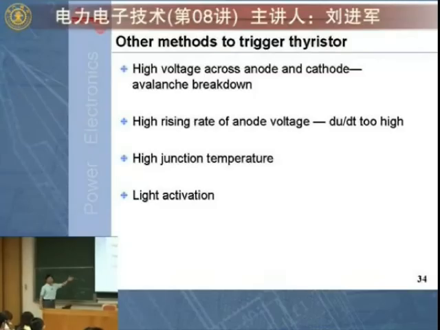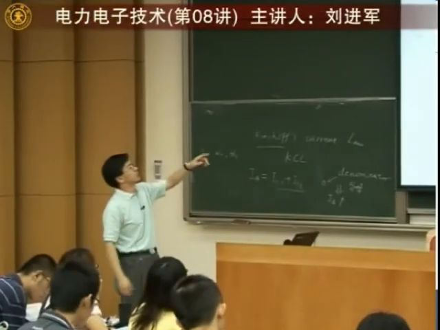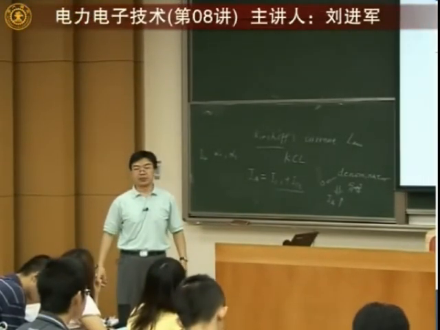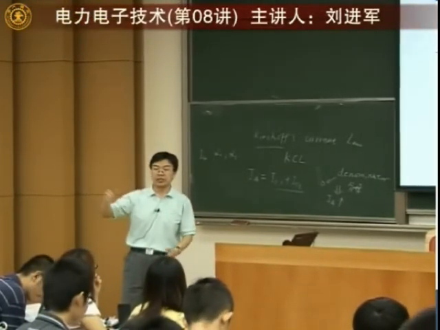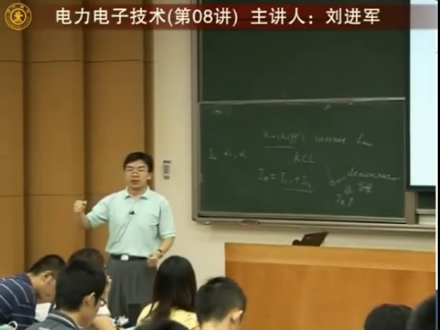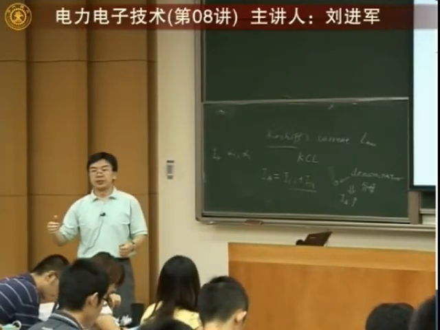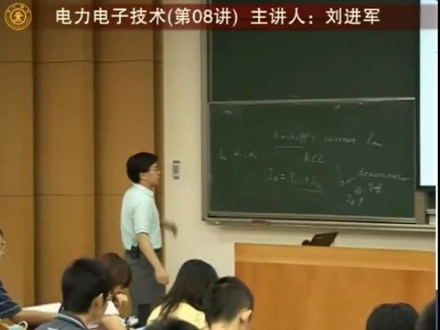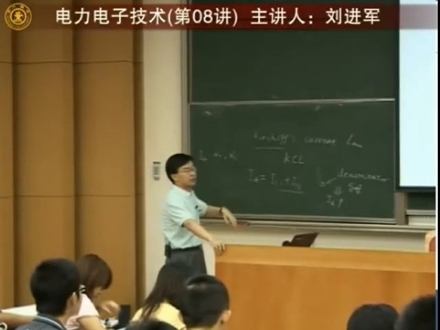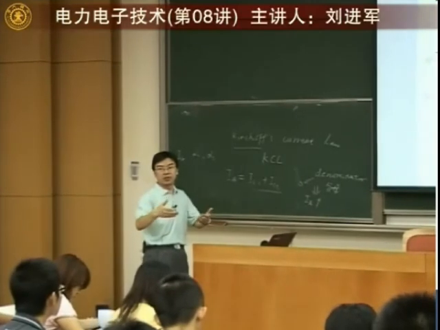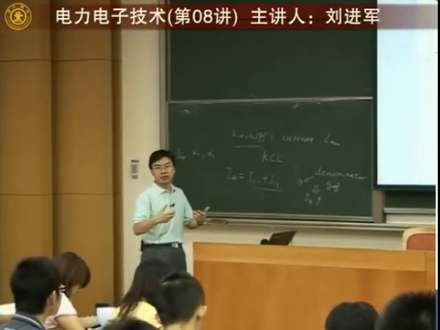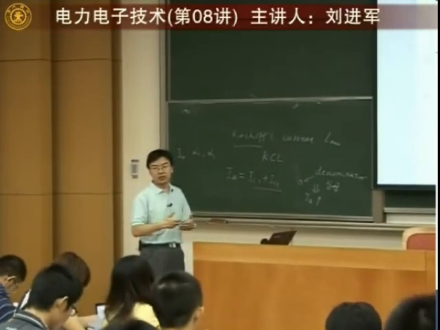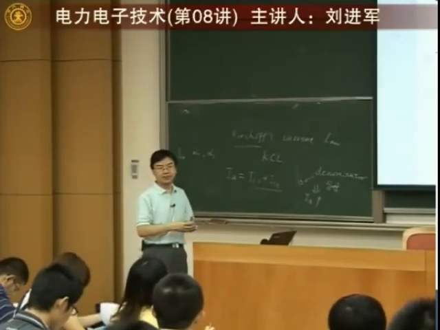For example, if you apply too high voltage across A and K, that will introduce avalanche breakdown. If that voltage is too high and exceeds the limit this thyristor can sustain, then that will break down the thyristor. Breakdown means this thyristor is just like a short circuit or just like a switch turned on.